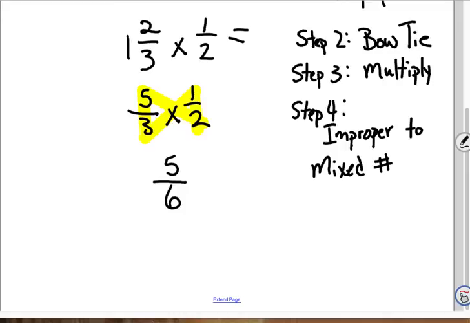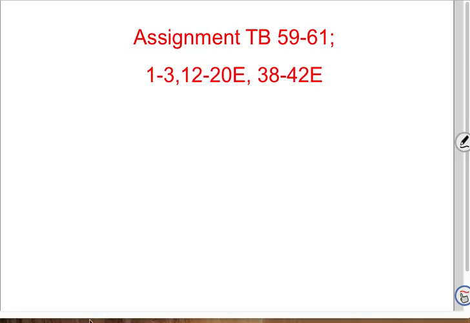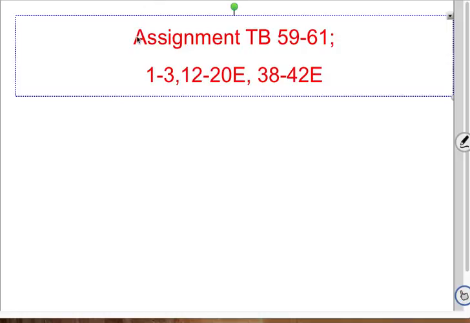And your assignment today, it's right there. You also have it on your notes. That back section says assignment, textbook 59 to 61, 1 to 3, 12 to 20 even, 38 to 42 even. And if you want your title, the title is 2.1 exercise. The title is 2.1 exercise.